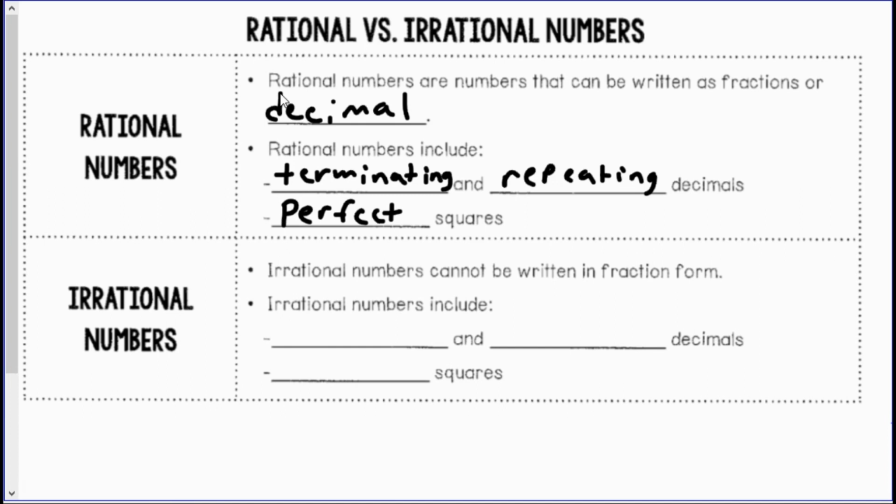Irrational numbers cannot be written in fraction form. Irrational numbers include non-terminating and non-repeating decimals. They also include non-perfect squares.